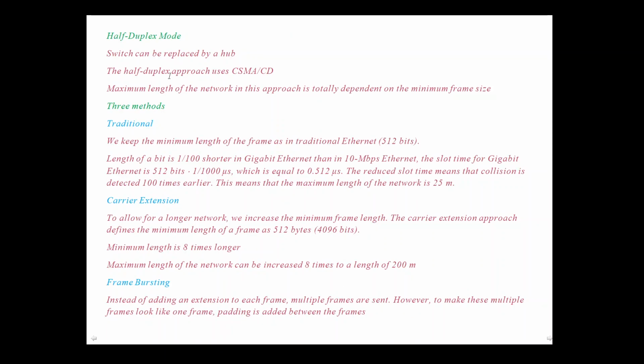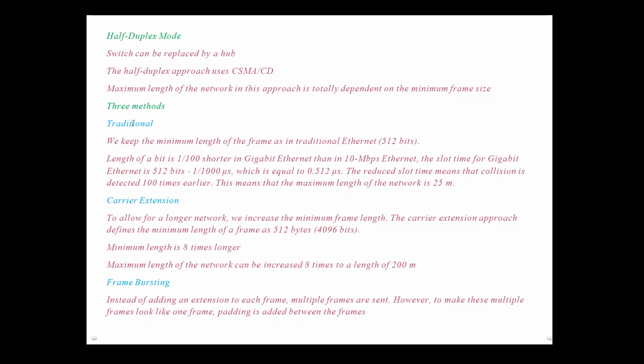In half duplex mode, the switch is replaced by a hub, and we are going to use CSMA/CD to sense the carrier. The maximum length of the network in half duplex mode is totally dependent on the minimum frame size we use. There are three methods.